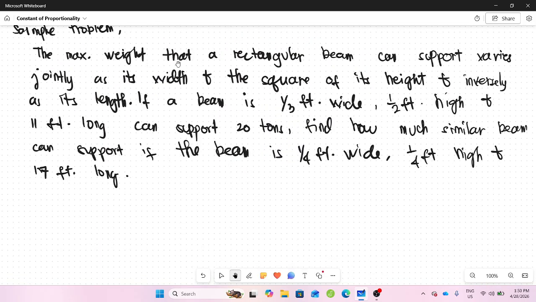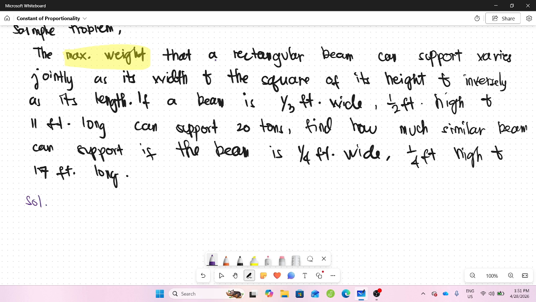Let us have another example. The maximum weight that a rectangular beam can support varies jointly as its width and the square of its height, and inversely as its length. So that's quite a lot of variables. So first let us dissect this one. So the maximum weight that a rectangular beam can support, I want to write this one here.